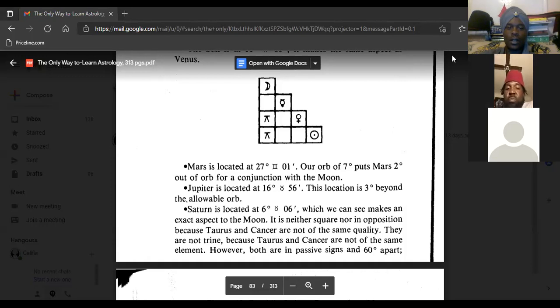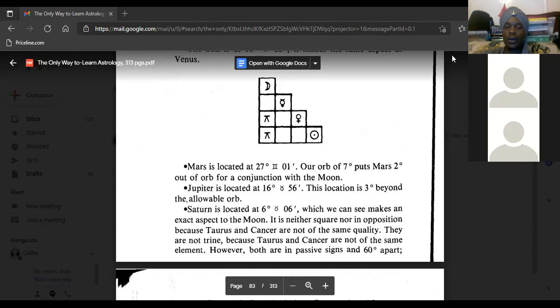Conjunction with the moon. Jupiter is located at 16 degrees, 56 minutes. This location is 3 degrees beyond the allowable orb. Saturn is located at 6 degrees, 6 seconds, which we can see makes an exact aspect to the moon.